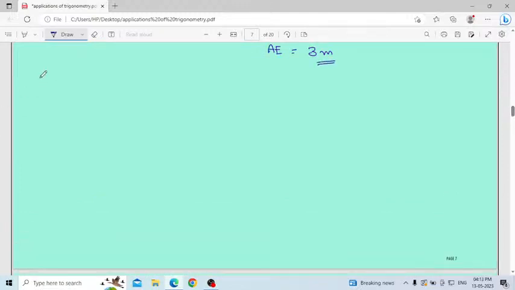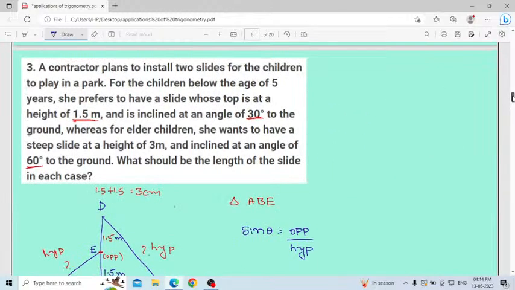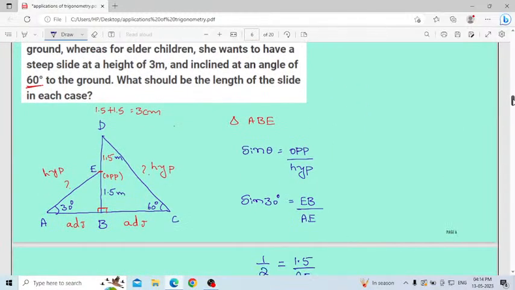I will write in the next step triangle DBC, the bigger one. Sine 60 degree will be equal to opposite divided by hypotenuse. I will tell what is the opposite value here. In the triangle DBC, I am considering sine 60 degree here because the angle is given 60 degree. Sine 60 degree will be equal to opposite divided by hypotenuse.